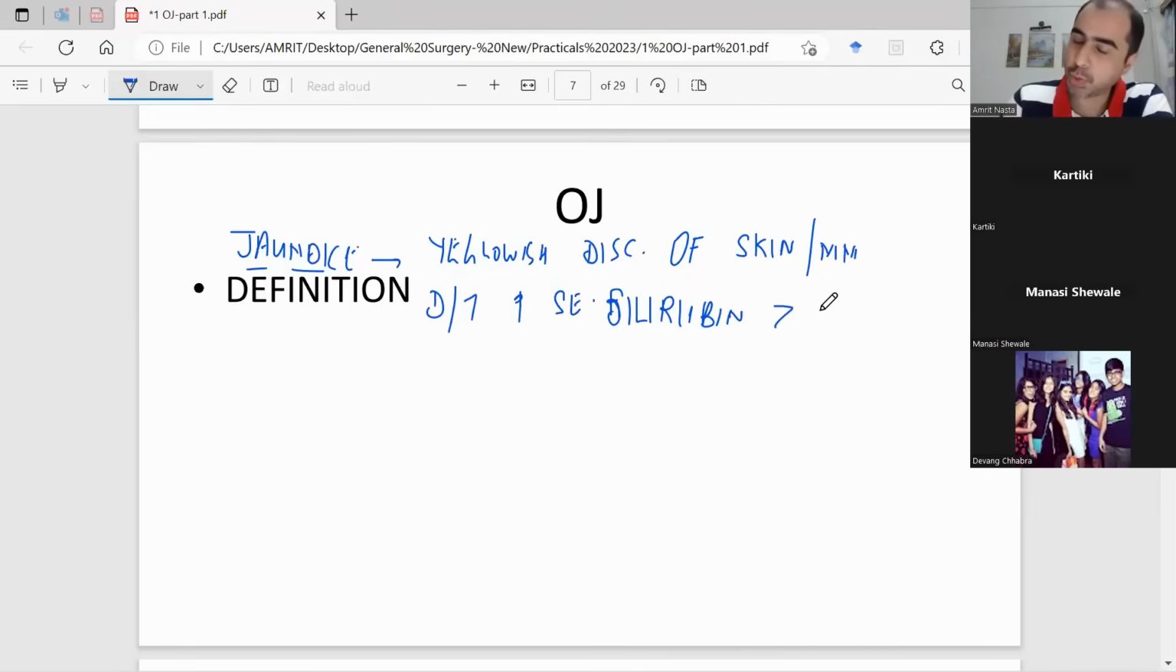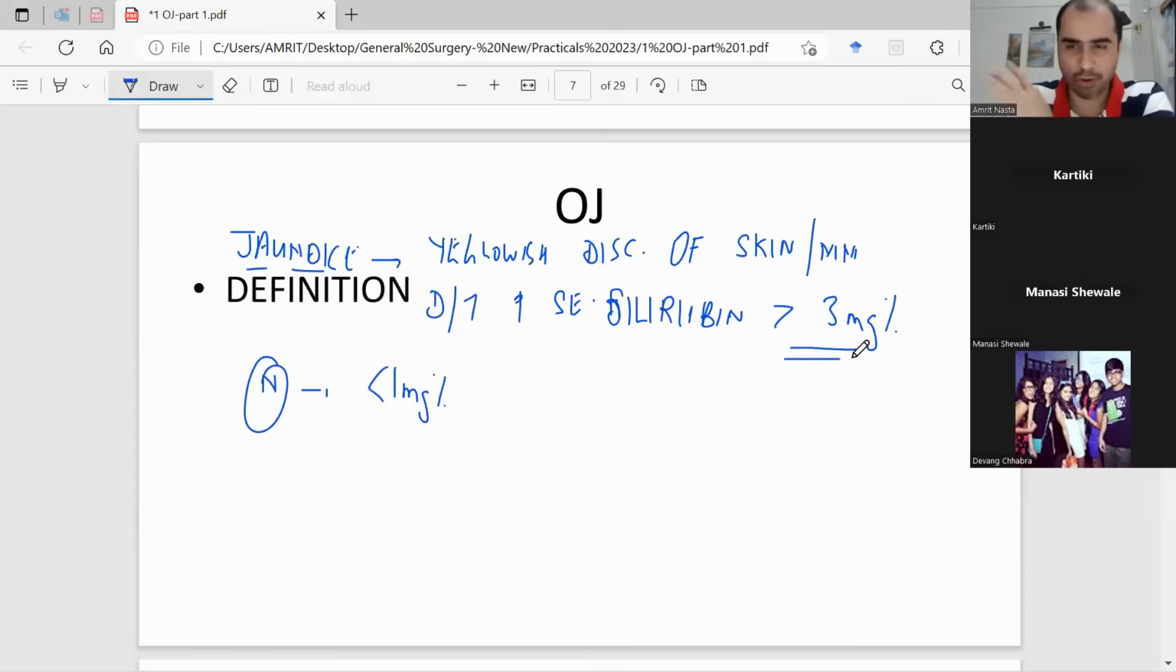Now older books would give 2.5. Current Harrison gives 3 mg/%. This is given in the current edition of Harrison, which I have read a bit. So it is more than 3 mg/%. You can say 2.5 also, that is also fine. So normal bilirubin, as they correctly said, is up to 1 mg/%. But to get icterus, the bilirubin should be more than 2.5 or more than 3.